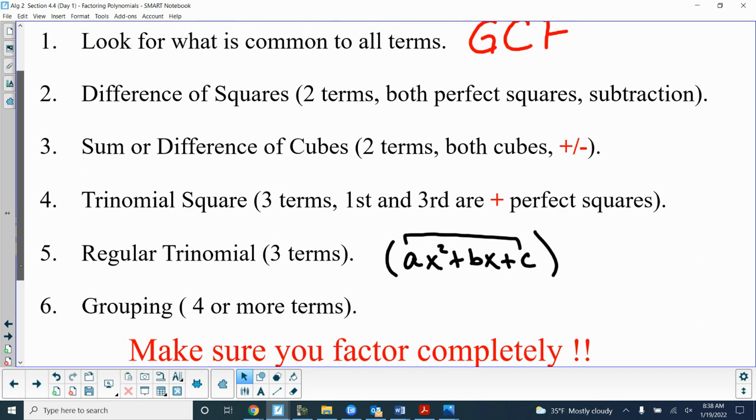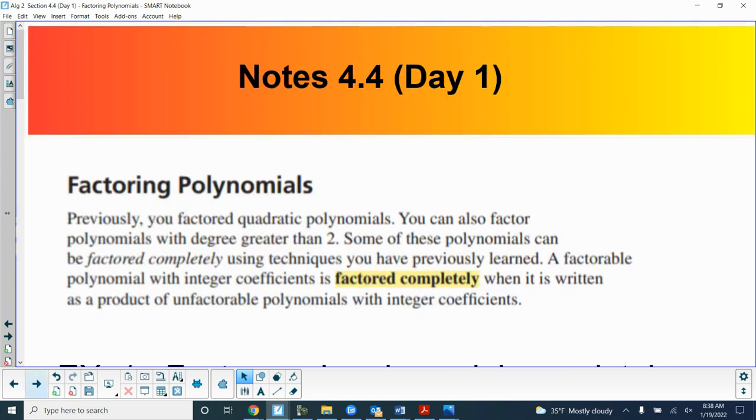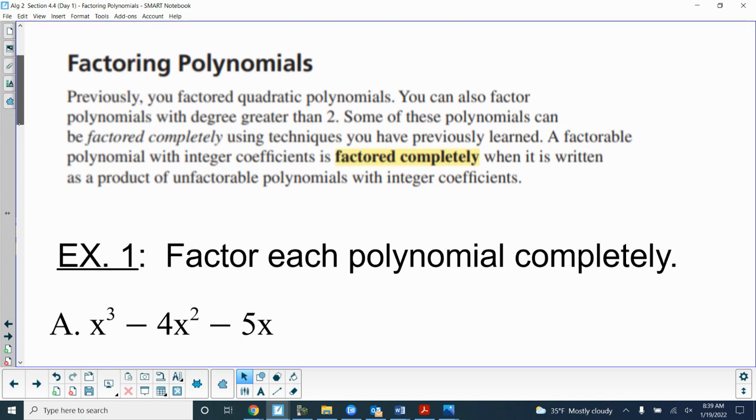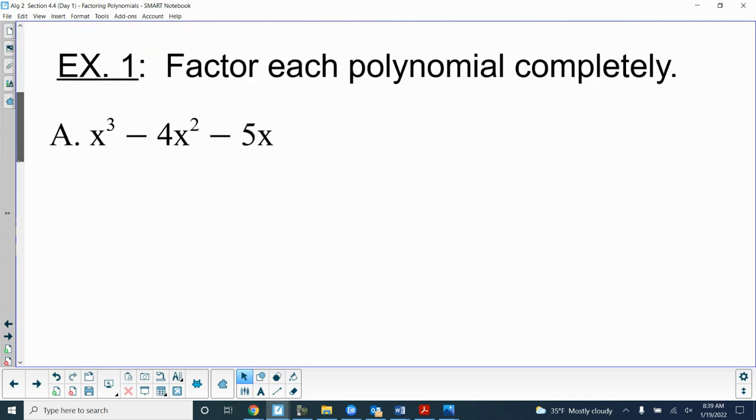So this is a review page. I just threw in this page to remind you of our thought process when we factor polynomials. We did quadratics a lot, but you can also factor polynomials that have a larger degree. Make sure you factor completely and go from there. All right, so here's our first example.